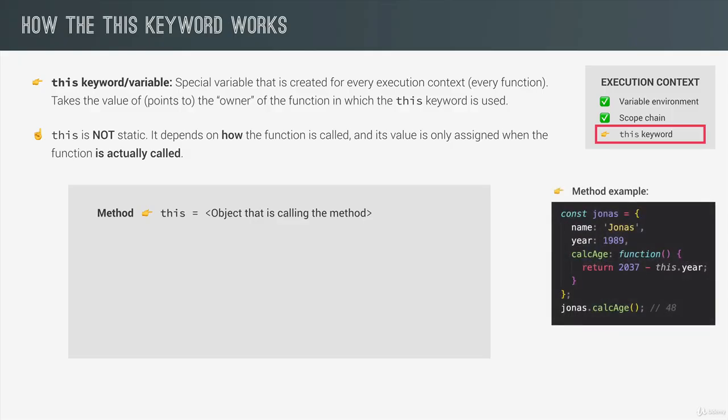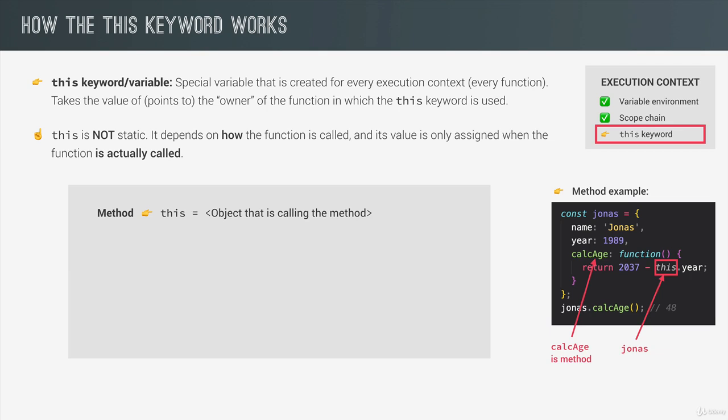So the method here is the calc_h method, again, because it's a function attached to the Jonas object. In the last line here, we then call the method, and as you see, inside the method, we use the this keyword. Now, according to what we just learned, what should be the value of the this keyword here? And that's right, it should be Jonas, because that is the object that is calling the method down there in the last line, isn't it?